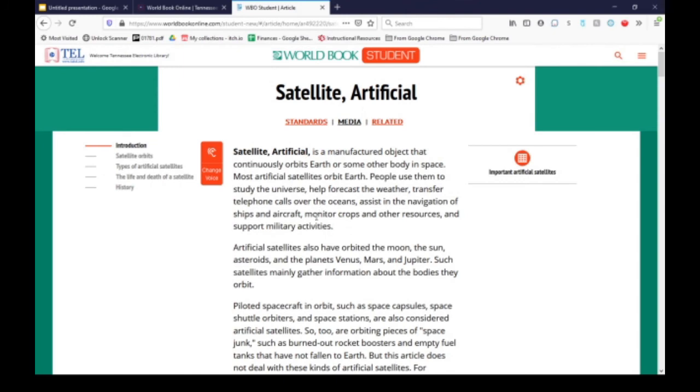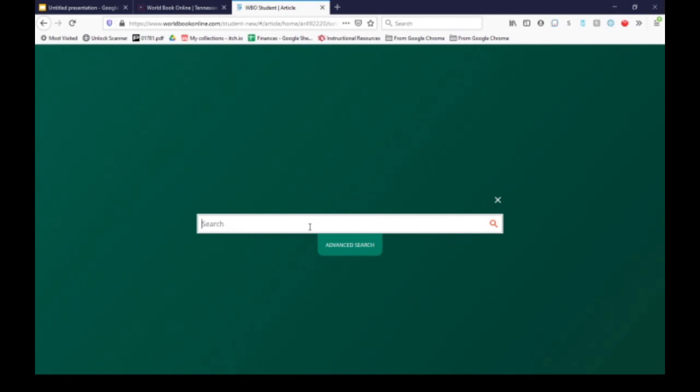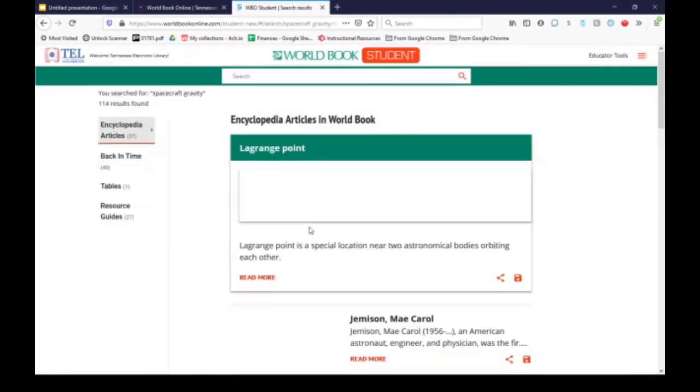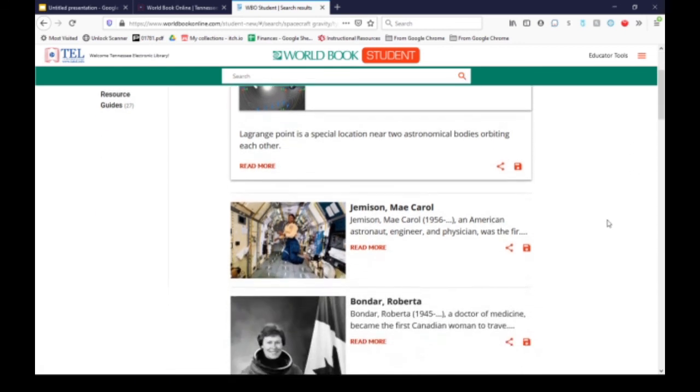Now, the next question is actually asking about how does a spacecraft escape Earth's orbit to get into space? Okay, so the key words here are spacecraft and gravity. This one's a little bit trickier. Okay, so the first one it gives you is Lagrange point, which it says is a special location near two astronomical bodies orbiting each other. A lot of big words there. I can just go ahead and tell you that rules it out.